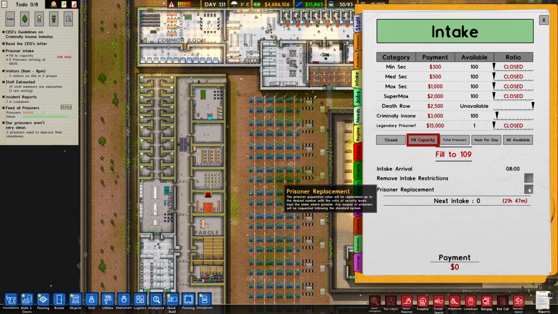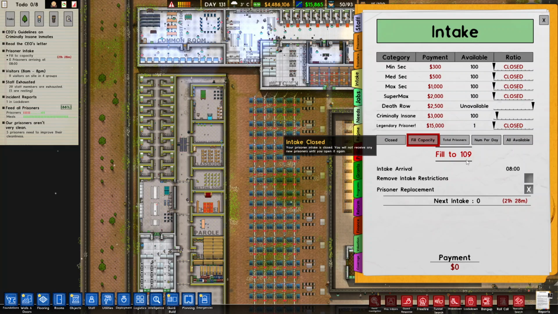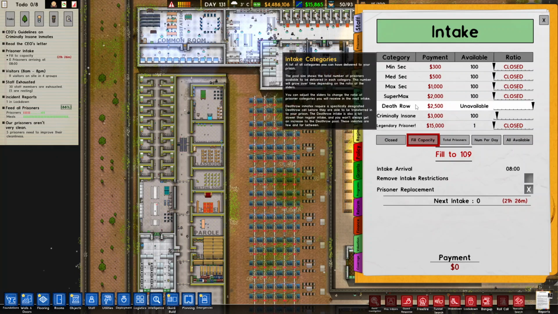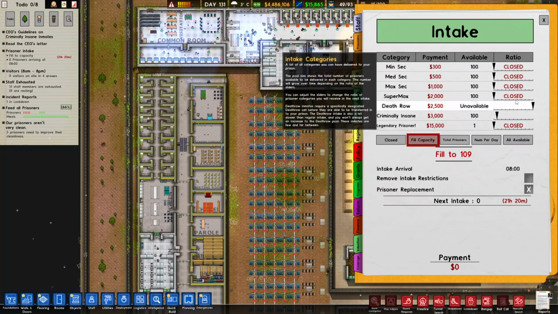Filter 109. 0 prisoners arriving at 8 a.m. Let's switch it off again. It didn't change anything, so I'm going to leave it checked. That should make the game replace like with like, in theory. So if I have a death row person processed in one way or another, I get another one automatically.